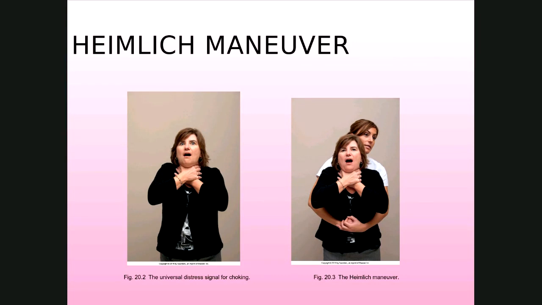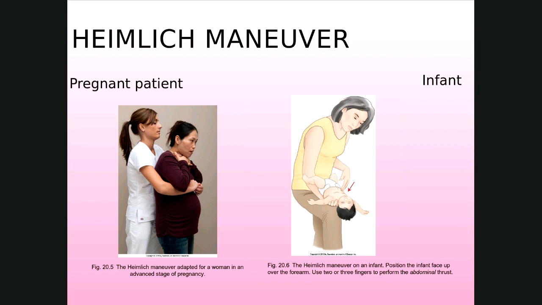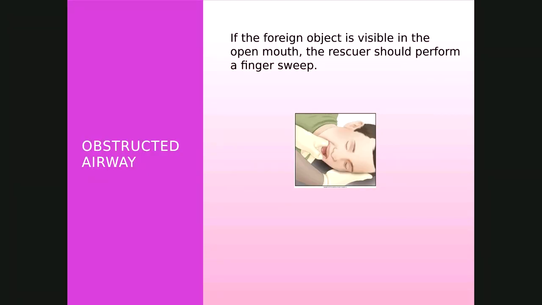If the patient is pregnant, there are other modifications for that, as well as for infants and children versus adults. These are all things that you will learn in your CPR class. If the patient has an obstructed airway and you can see the object visible in the mouth, then you can perform a finger sweep to remove that object once it's dislodged.